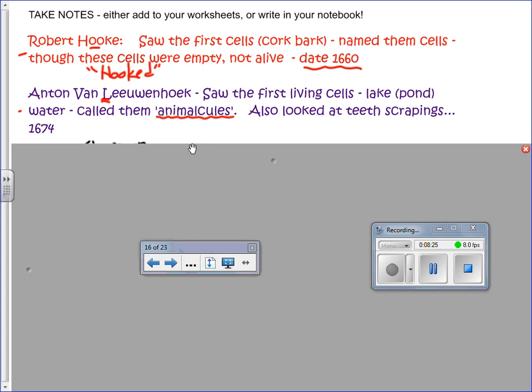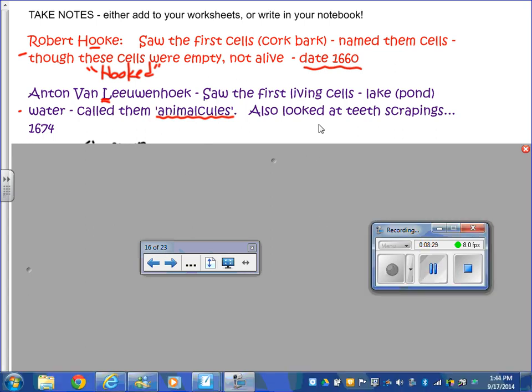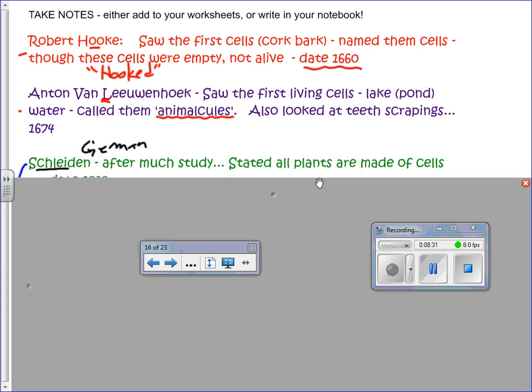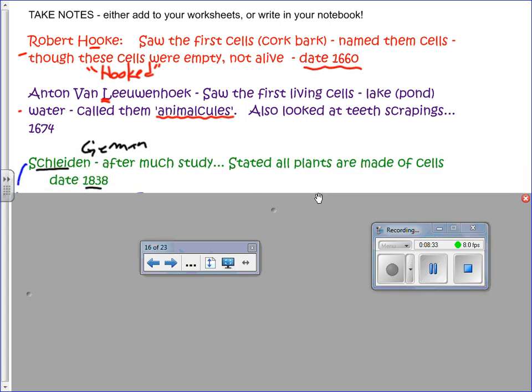All right, so next we have Schleiden. He's German, and in 1838, after looking at many, many samples, and again, look how many years have passed here. So 1674 to 1838, we've got what? Almost 50 years have passed, and many people looking at things. Based on his own research and other people's research, he says all plants are made of cells.